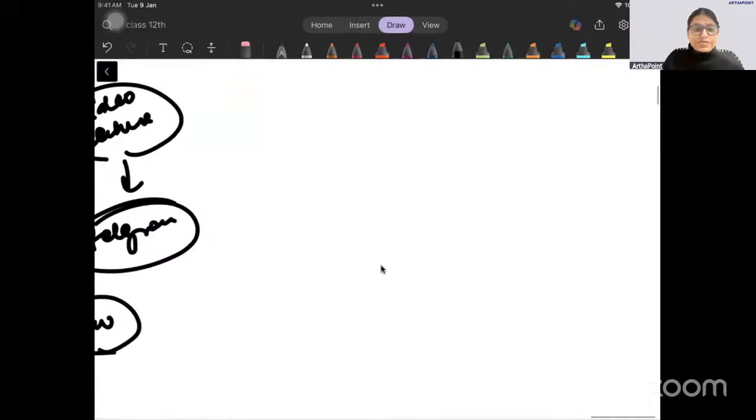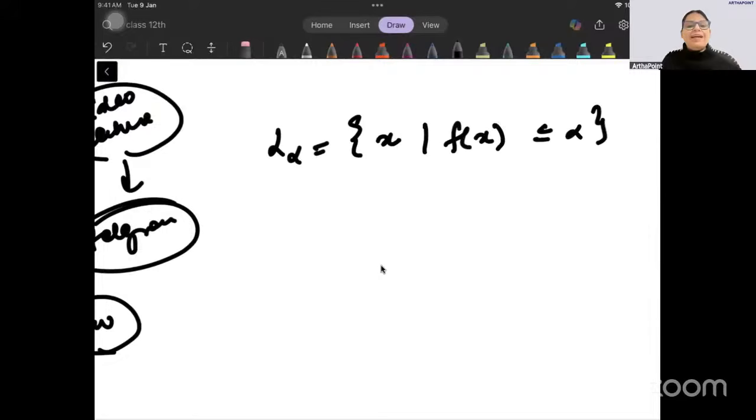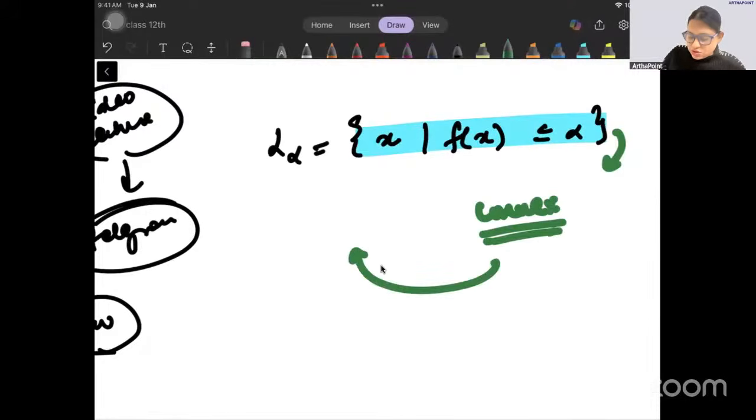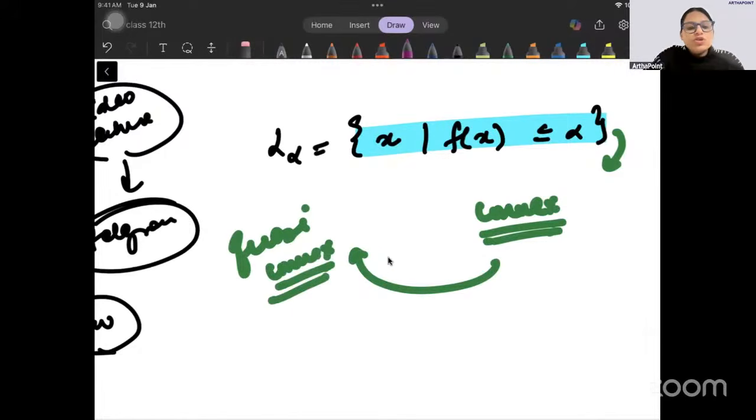So what is quasi-convexity? A function is quasi-convex if all its lower contour sets are convex, right? A lower contour set is all x such that the value of the function is less than or equal to some alpha. And if all these are convex, then the function is called quasi-convex. That's the second definition that we have, right?